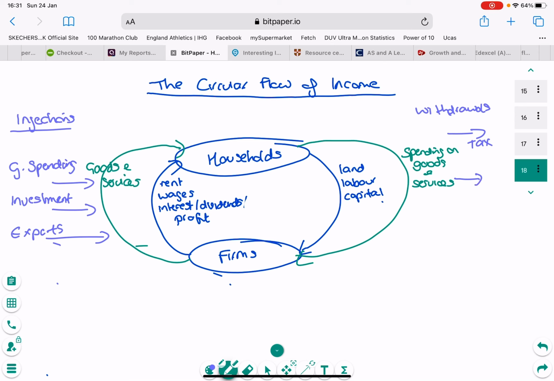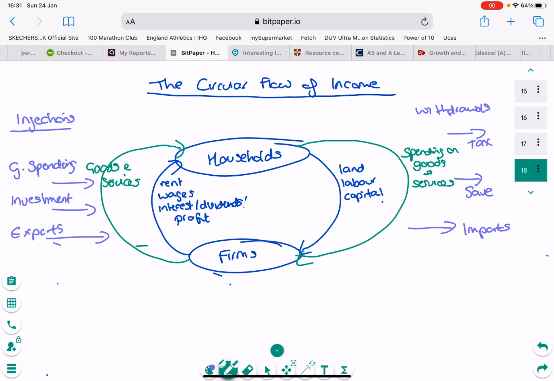Some of the money households are going to save, so it's not all going to go back to the firm. Some of the money that the households receive as wages, they're going to save. And some of the money they're going to spend on imports, so that leaves the circular flow. So it doesn't all go back to firms, because some of it's taxed, some of it's saved, and some is spent on imports.